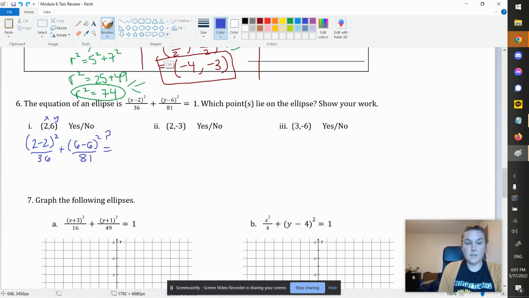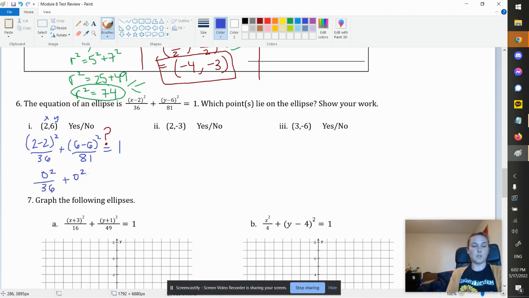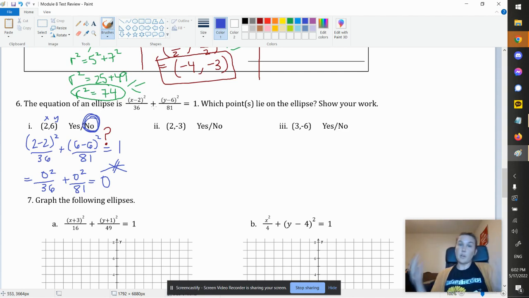And we're trying to see, is that equal to 1? All right, well, 2 minus 2 is 0. 6 minus 6 is also 0. This is all 0 plus 0. These things are not equal, so no, this point's not on the line. The way we could have gotten this faster is 2 comma 6 is the center of our ellipse. If I look at the equation, 2 comma 6 is definitely the center, and the center is never on the ellipse. So I could have immediately said, no, it's the center.